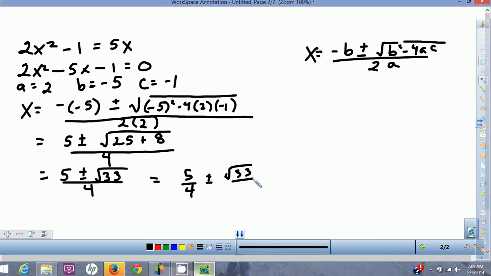In fact, you can write it as two completely separate zeros of the function: 5 over 4 plus the square root of 33 over 4, and 5 over 4 minus the square root of 33 over 4, when we talk about both zeros that we found with the quadratic formula. Another tool in our tool belt for solving a quadratic is the quadratic formula.